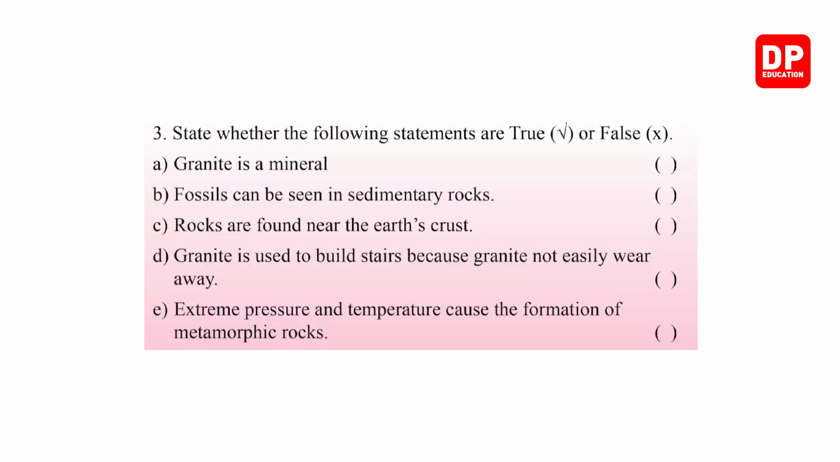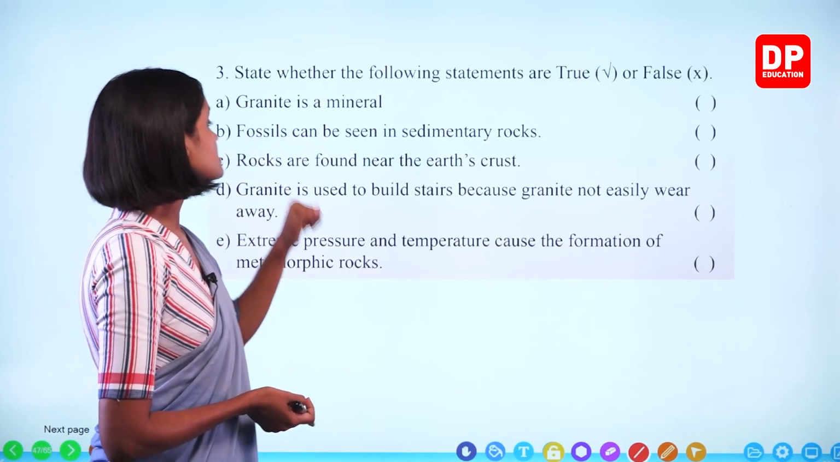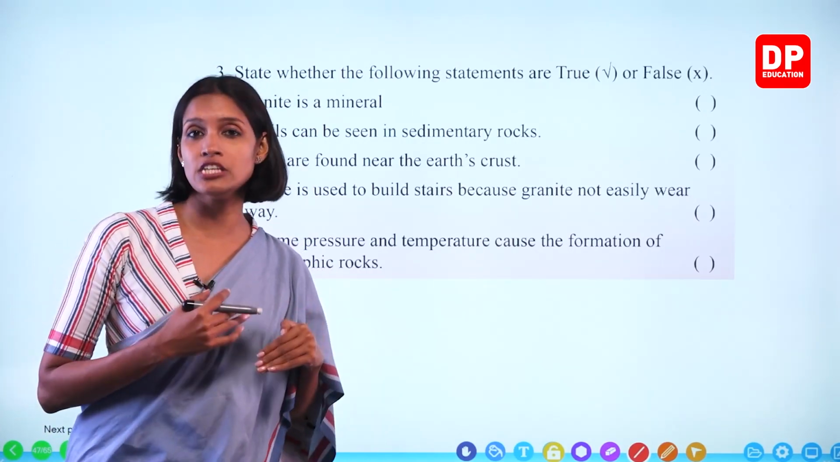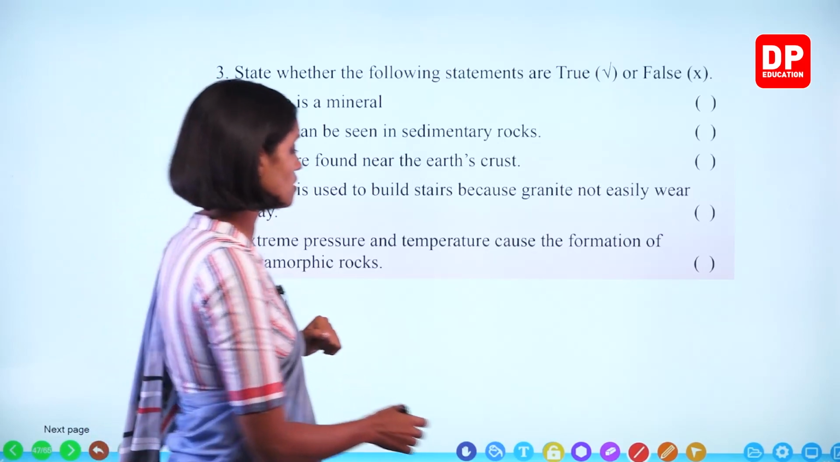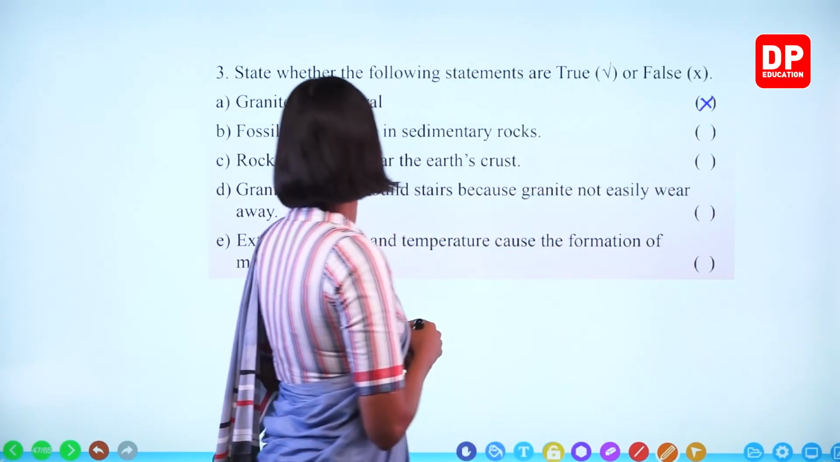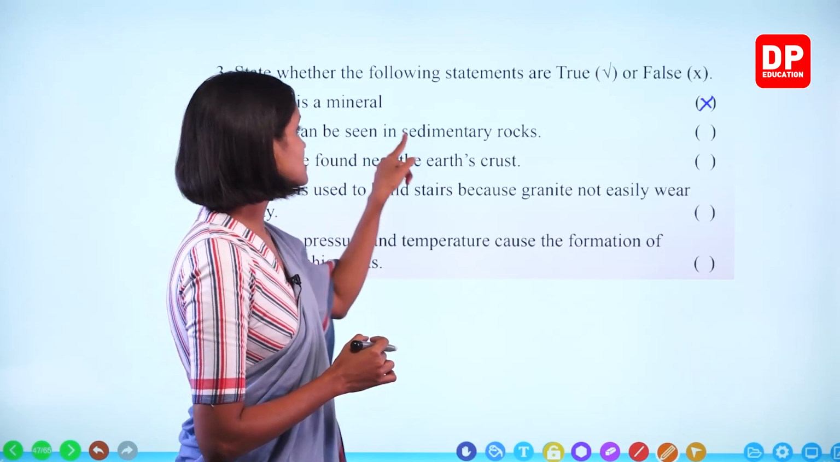State whether the following statements are true or false. Granite is a mineral. Granite is a type of a rock. Granite is a type of an igneous rock. Right, children? So this is wrong. That is wrong. And then, fossils can be seen in sedimentary rocks.